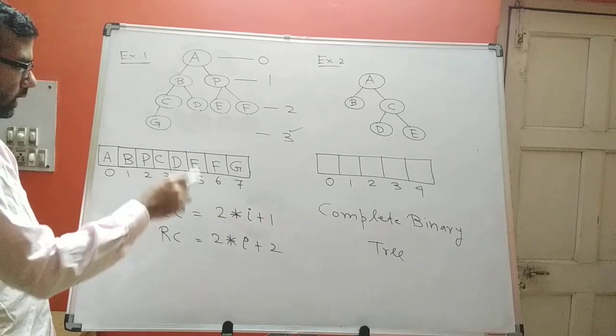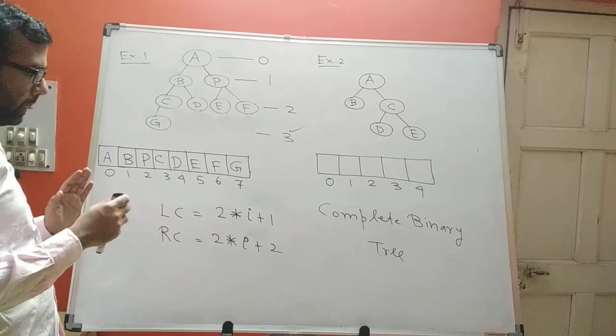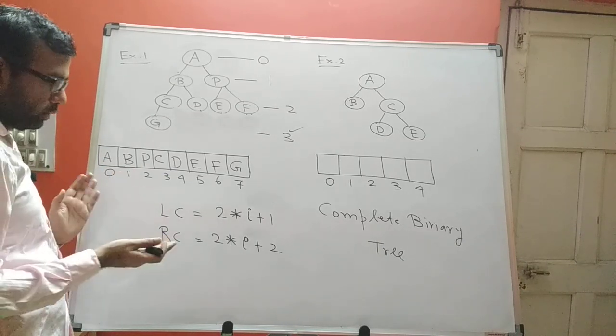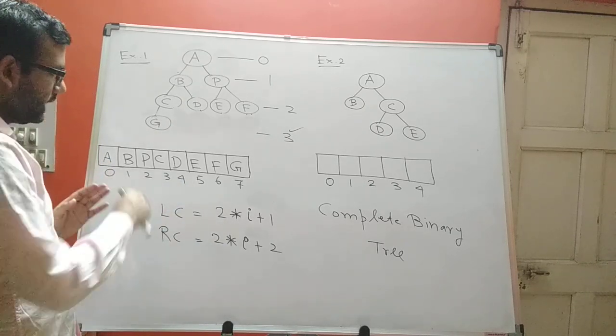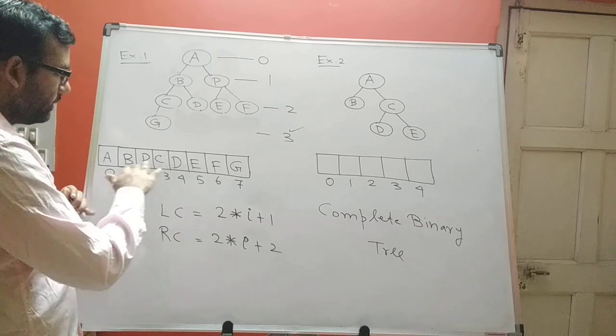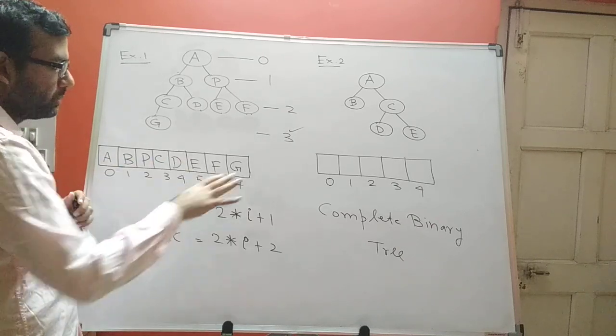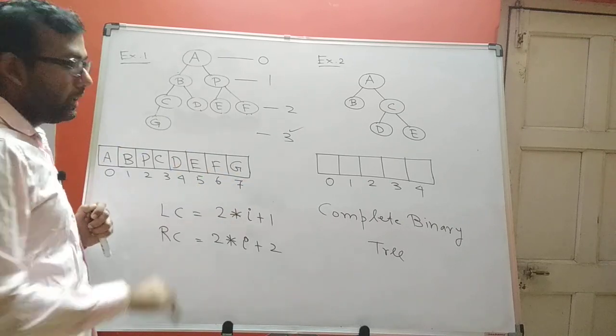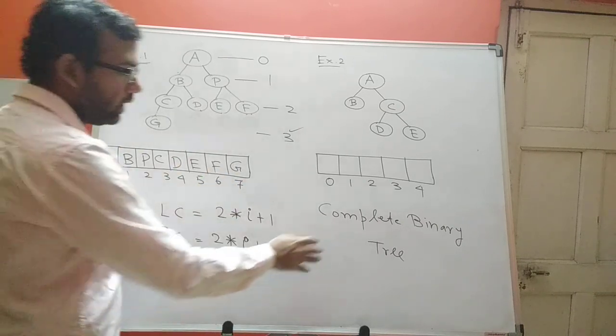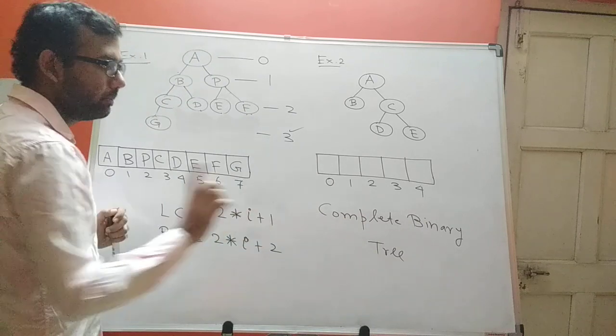So this is how you would fill up an array for a binary tree. Now one thing you may observe is there are no gaps in this array. That means I haven't skipped any index position. All indices have been filled up continuously. This is made possible because of the fact that this tree is a complete binary tree.